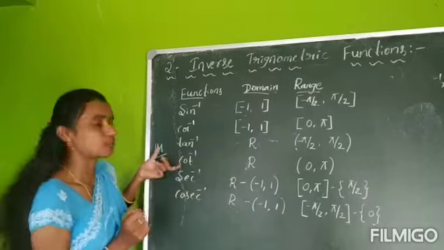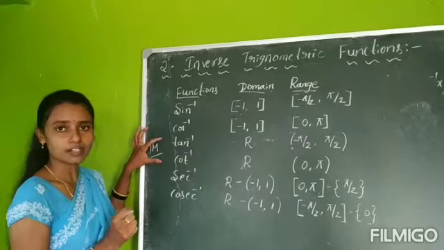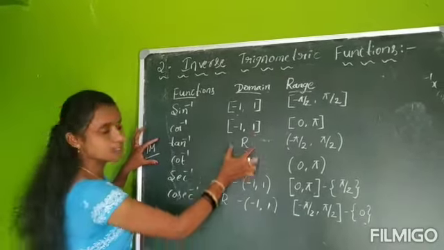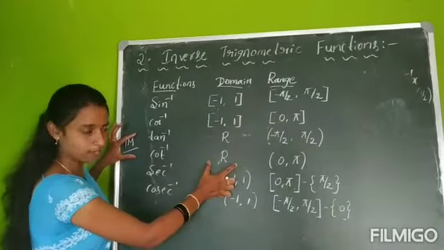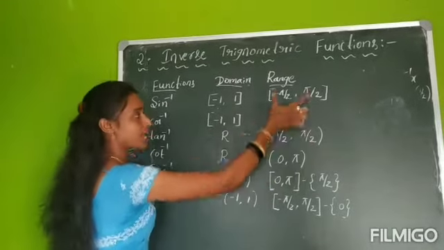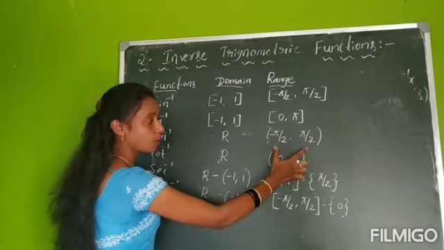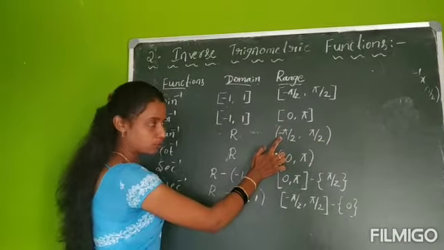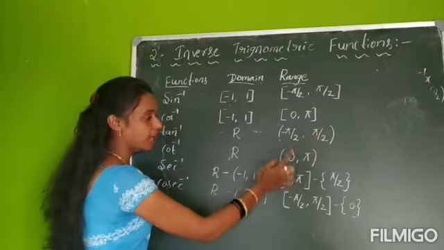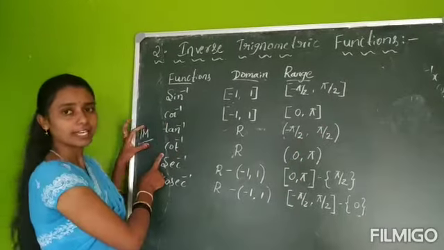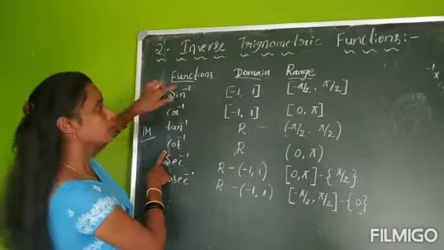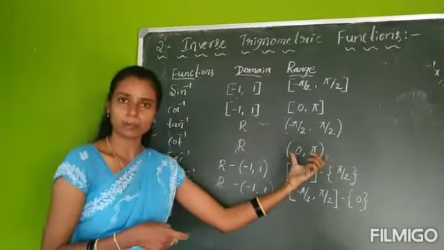Next, for tan and cot, these two are somewhat similar. The domain is the same, all real numbers, whereas the range for tan inverse is the same as for sine, but it is an open interval: the open interval minus pi by 2 to pi by 2. And cot inverse has the same range as cos inverse, but with an open interval.